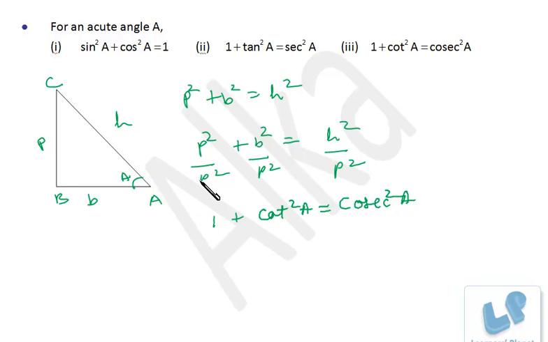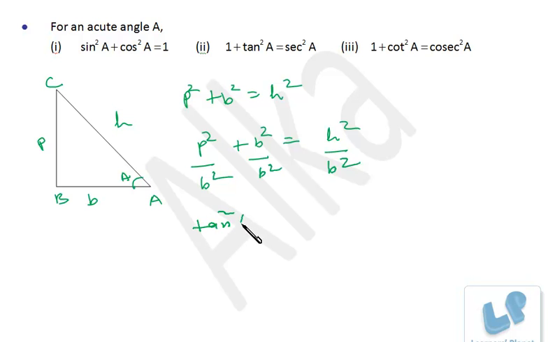Instead of dividing by p square, if you divide by b square, you will get one more relationship. I just do it. So I divide by b square. So p square by b square, that's tan square A. This is 1, and b by h is cos A, so h by b is the reciprocal of that, so that's sec square A. So this is the next relationship. We have derived these two, and the third one, if we divide this expression by h square, we will get this relationship. I just do it.